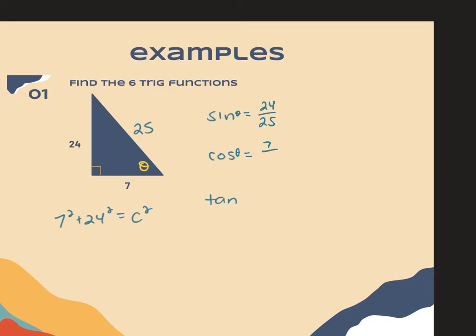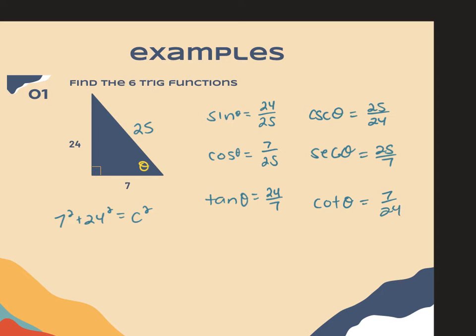7. Good. 7 over 25. What's the tangent of theta? 24 over 7. Good. And then the cosecant, the secant, and the cotangent, we just flip them. 25 over 24, 25 over 7, 7 over 24.